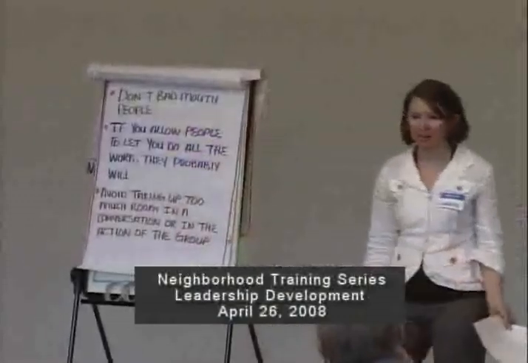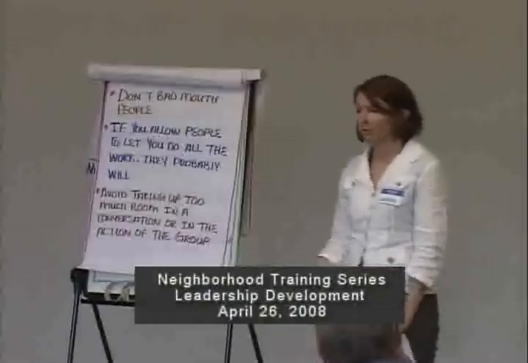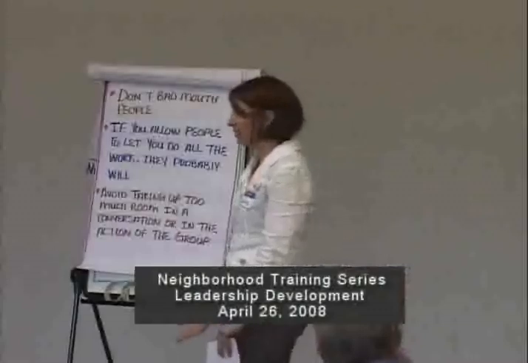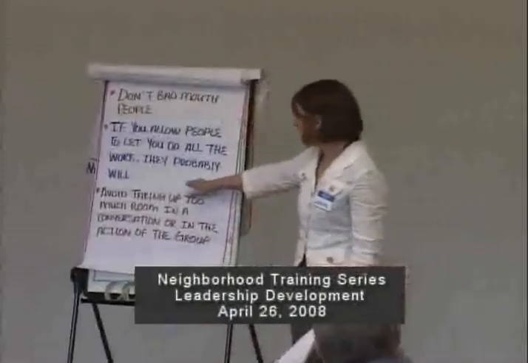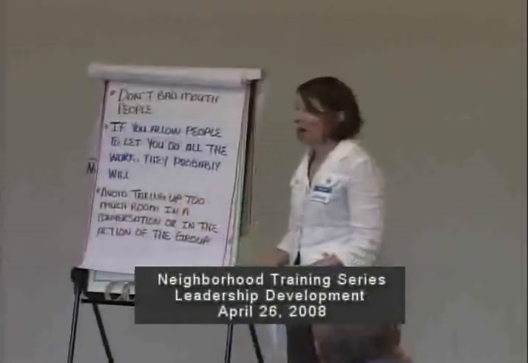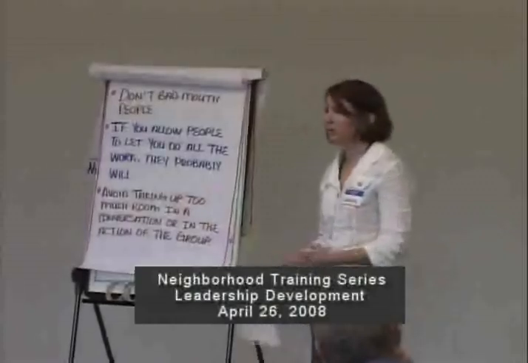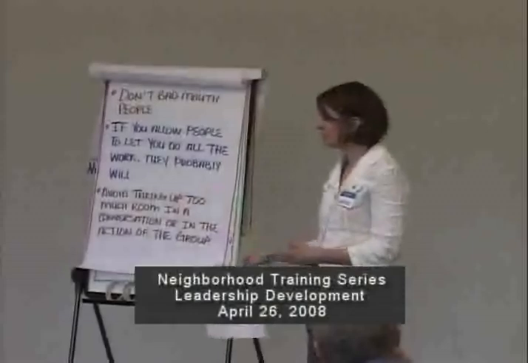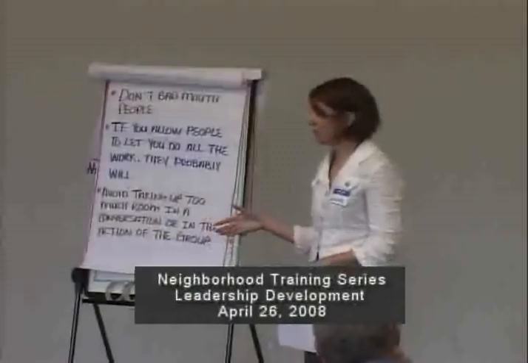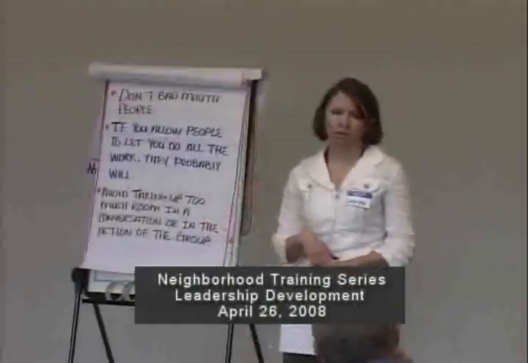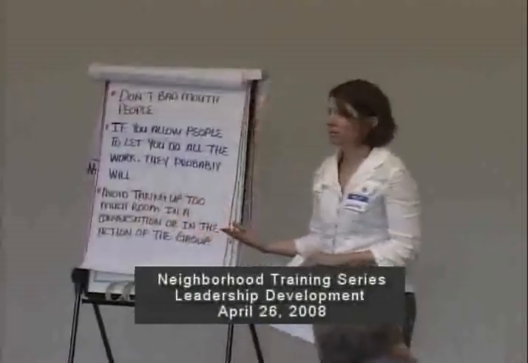Also, don't badmouth people. So badmouthing people, we all know where that gets. That just creates enemies. It's really hard to do collaborative work when we have enemies because we talk behind people's backs. If you allow people to let you do all the work, they probably will. And we've talked about this. Making sure that when new leaders come in and you have a leadership team, that everybody has a duty. They know what that duty is, and they know that that's required of them when you're holding meetings, when you're setting up meetings, when you're trying to pull things together.